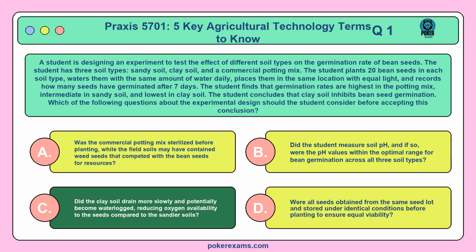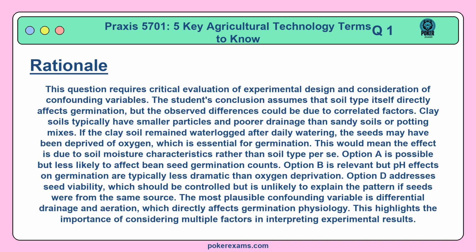The correct answer is C. This question requires critical evaluation of experimental design and consideration of confounding variables. The student's conclusion assumes that soil type itself directly affects germination, but the observed differences could be due to correlated factors. Clay soils typically have smaller particles and poorer drainage than sandy soils or potting mixes. If the clay soil remained waterlogged after daily watering, the seeds may have been deprived of oxygen, which is essential for germination. This would mean the effect is due to soil moisture characteristics rather than soil type per se.